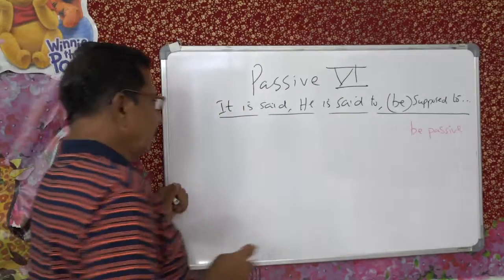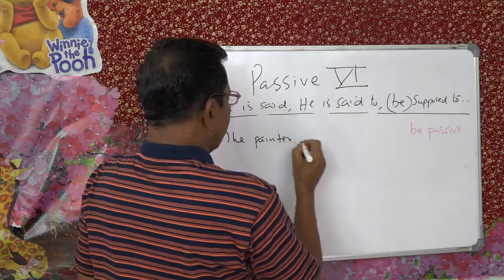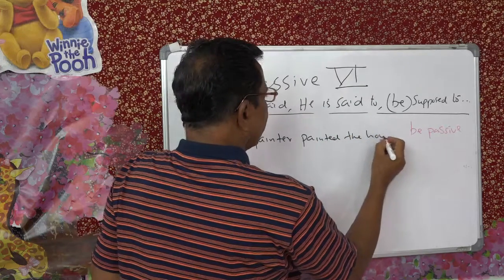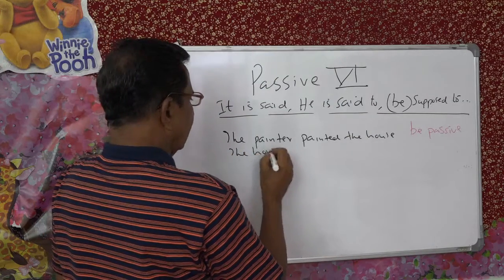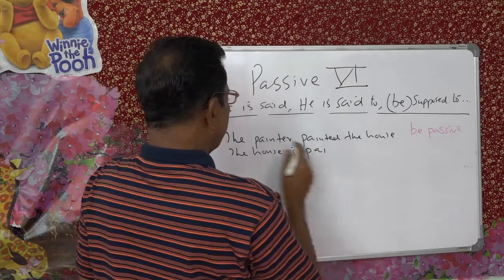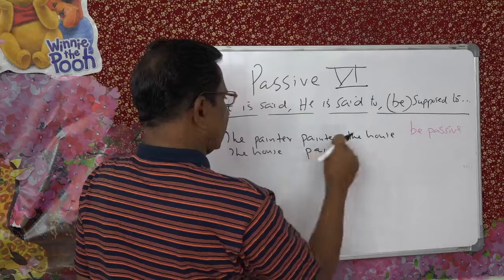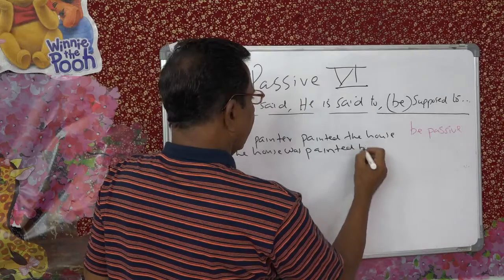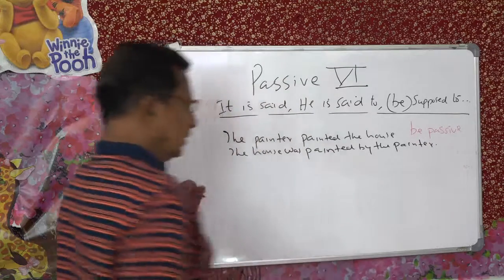Yes, for example, the painter painted the house. So the painter painted the house. Then the house is painted. The house was, past tense, painted by the painter. So this is what we call the be passive.